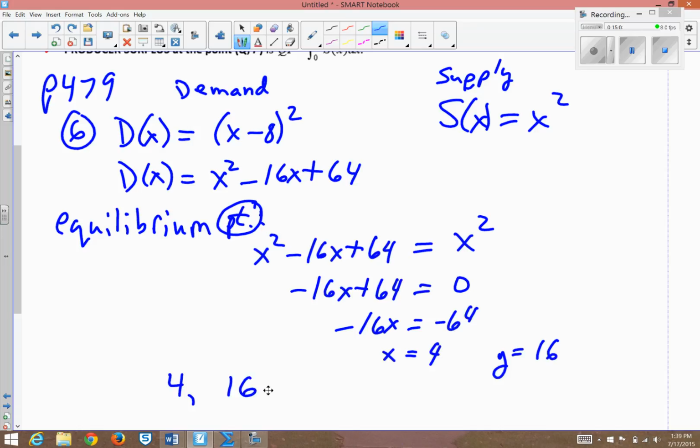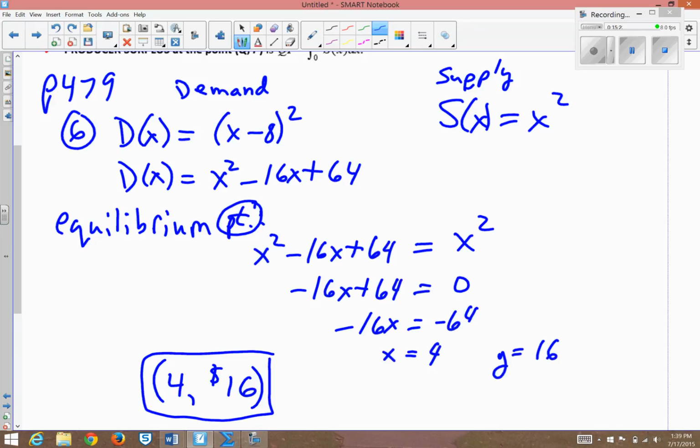When we plug a number in these, we're getting a price. So we'll attach a dollar sign to that. 4 units at $16 per unit is the equilibrium point. That's the answer to part A.